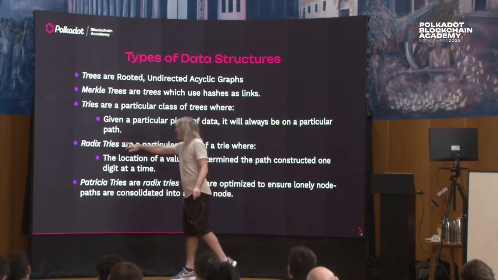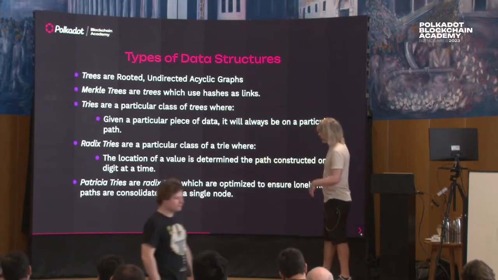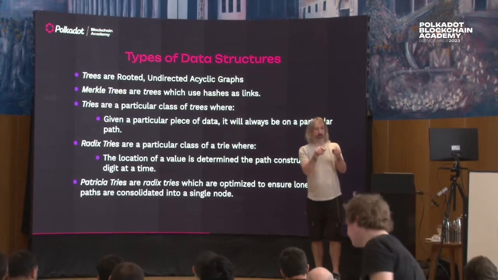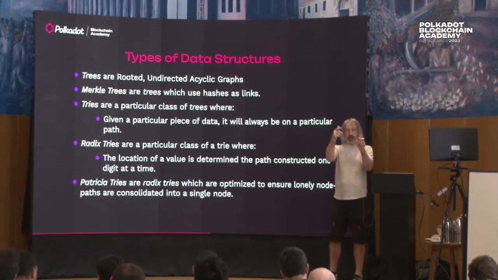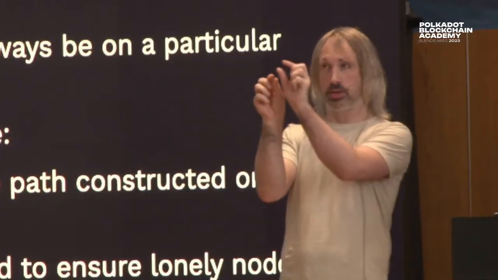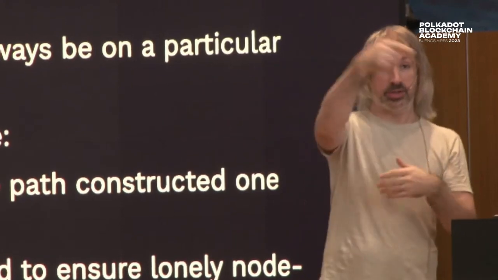Okay, radix tries are a particular type of trie, a very simple type of trie, and the location is basically determined by one digit from the key at a time. So you basically pull the prefix of the key off, and you look at its value, and you choose the child depending on what that value is.